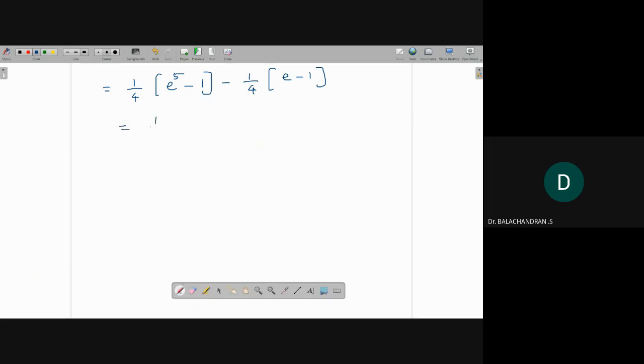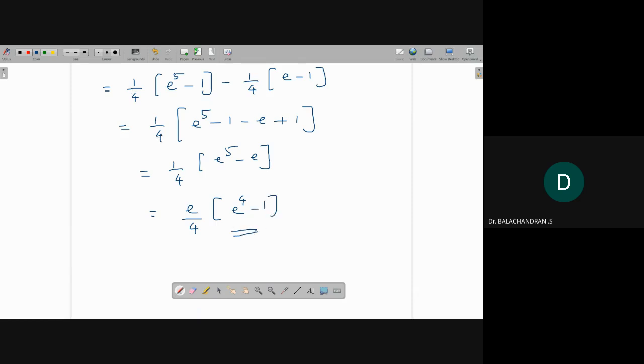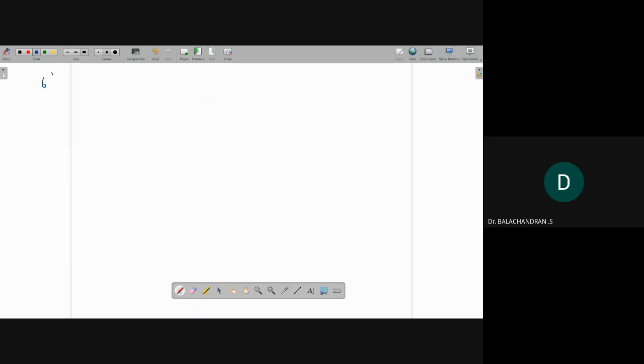So take 1 by 4 commonly. Remaining is e power 5 minus 1 minus e plus 1. So the final answer is 1 by 4, where minus 1 plus 1 gets cancelled, giving e power 5 minus e, or you can take e as common: e into e power 4 minus 1. And the last problem: find the sum to infinity of a series.